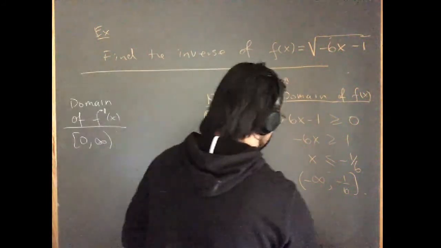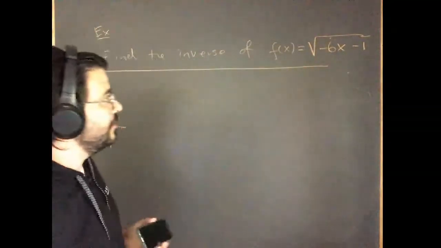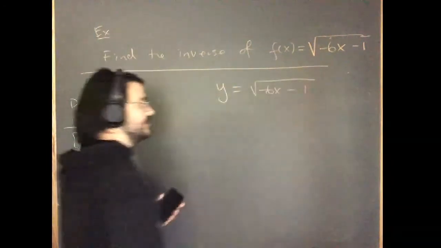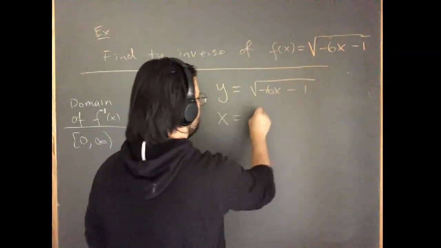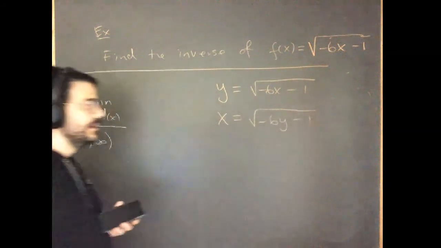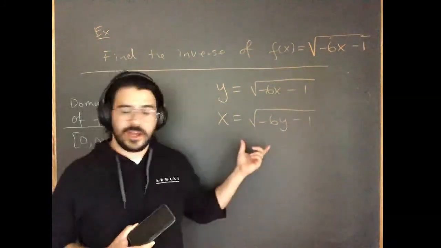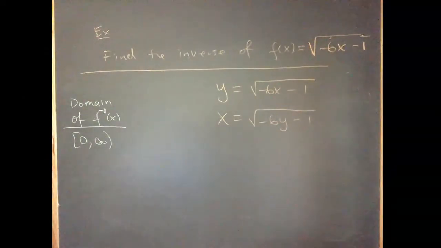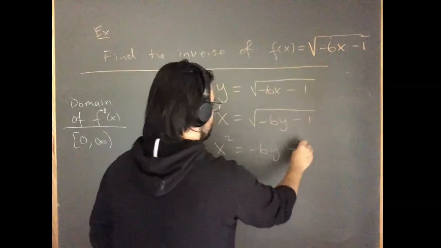Okay, so let's just go back and now not talk about domains here, but just this equation. So what we would say is y is equal to the square root of negative 6x minus 1. That was our first step. We swap the x and the y, so we get x is equal to the square root of negative 6y minus 1, and then we solve for y. Okay, so if I want to start isolating the y on its own, how do I get rid of this square root? What do I need to do to both sides? Okay, you need to square it. So this is x squared is equal to negative 6y minus 1.